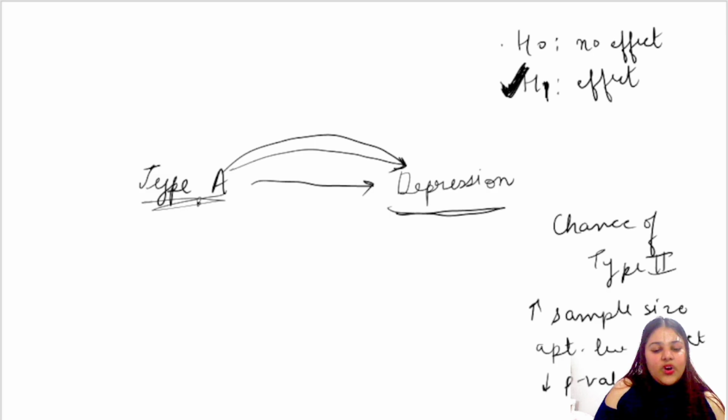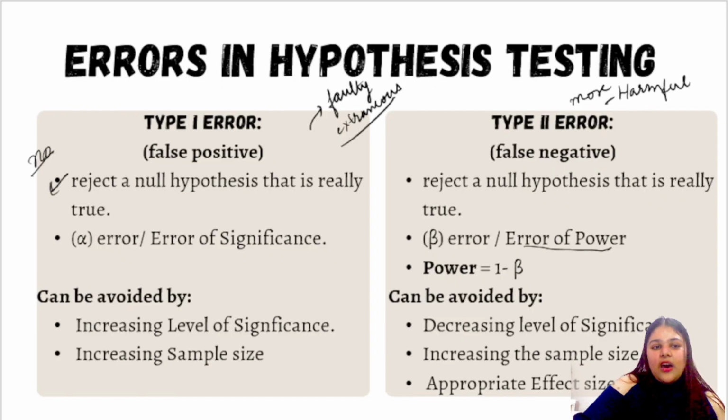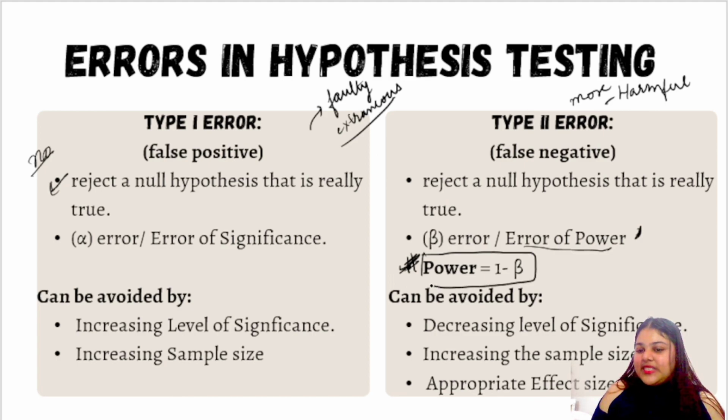So that was it for our type 1 and type 2 error. Now let us understand this particular aspect, power. Obviously if I am making an error in power, this is the formula of power. Basically, how do we calculate our power? We deduct the chance of making type 2 error to calculate the power of the study.